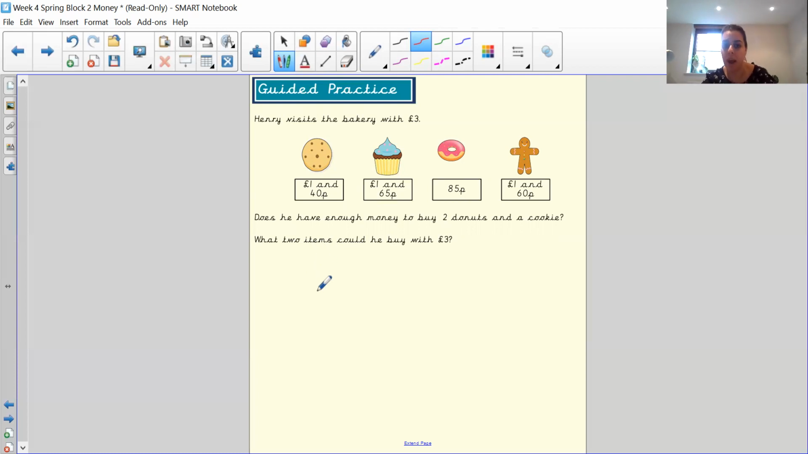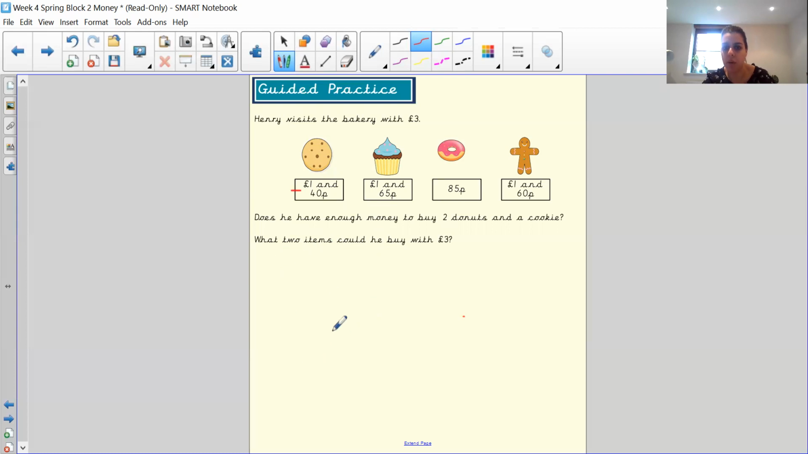That might mean you might have to add 2 items together to see. You might have to add another 2 items together to work it out. Or if you look really carefully, you can use your number bonds to help you. Because if we need to make exactly 100, so it equals £3, maybe have a look at what pence you've got. So you've got 40p, a 65p, an 85p, and a 60p. Which one of those pence could you add together to make exactly 100 to make it equal £3?